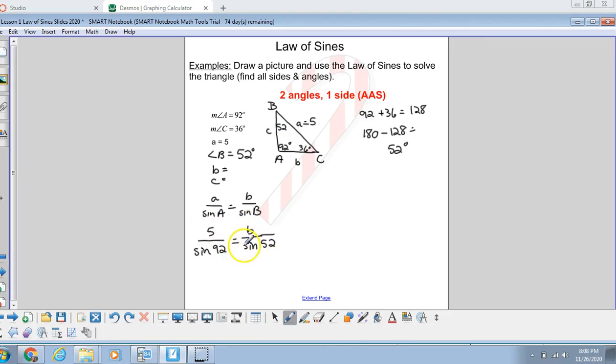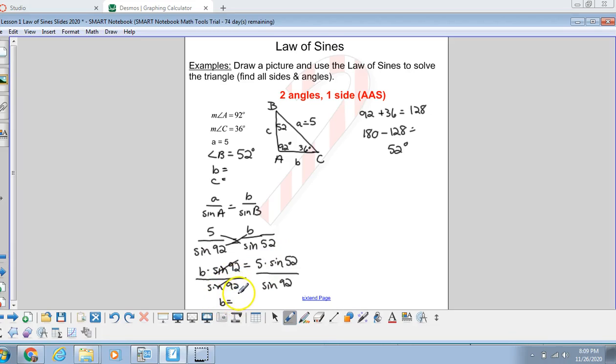Now what we have here is a proportion, and we can cross multiply these two, and multiply these two. That gives us that B times the sine of 92 is equal to 5 times the sine of 52. And then to get B by itself, we would divide by the sine of 92. And whatever we do to one side, we have to do to the other. So these cancel out, and then we have B equals 5 times the sine of 52 divided by the sine of 92.